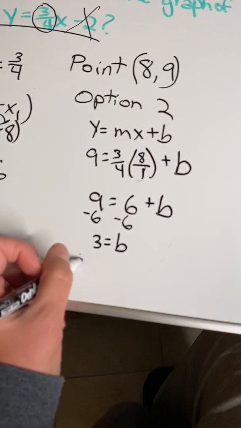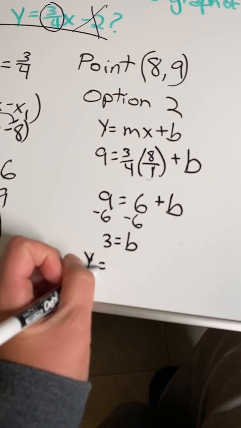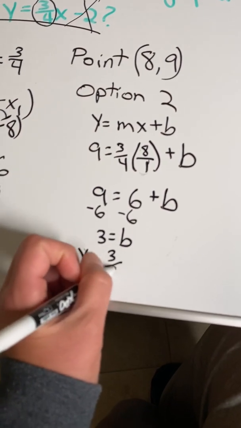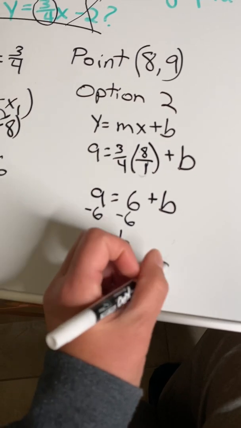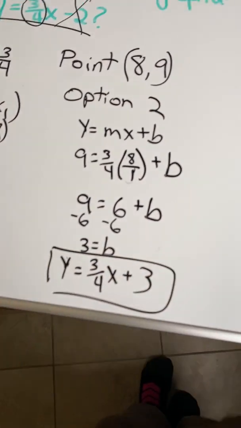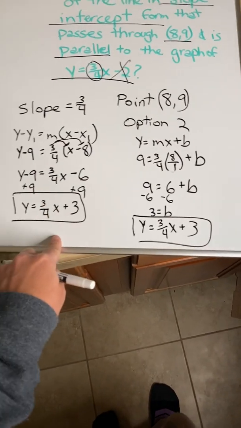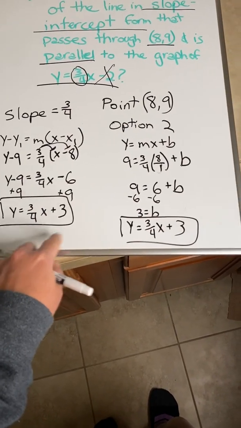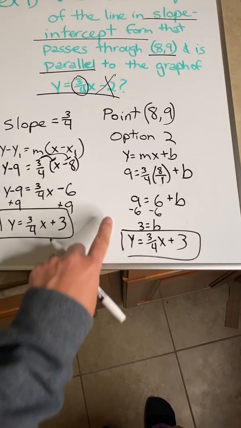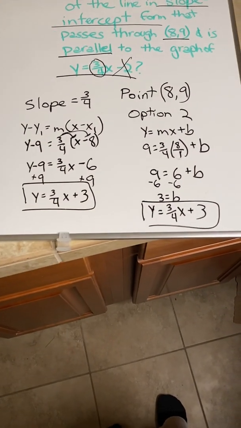And then I've got to remember to write my final equation. Y equals, our slope, 3/4 x plus 3. So either method, we came up with the same answer. Again, if you want to use point slope form and change it into slope-intercept, or if you want to use slope-intercept and solve for b, either method will work for this.